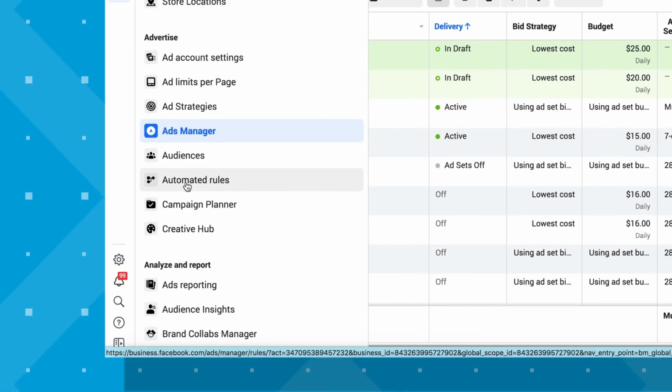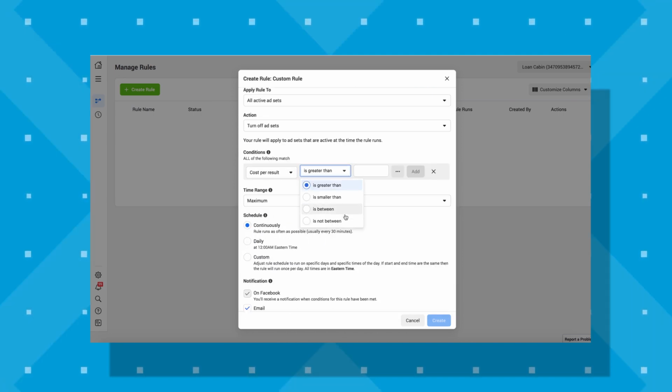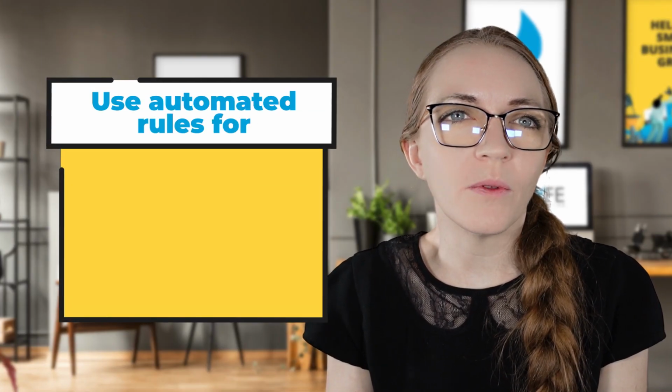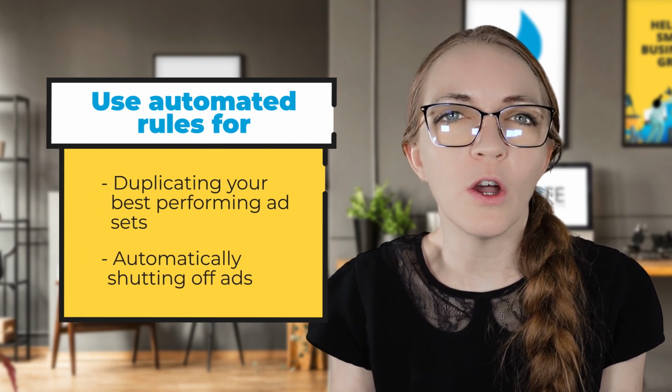You can get around this by setting automated rules to increase your budget at an incremental rate every few days. You can set a spend cap too so that your ad doesn't run away with your wallet. This can help you scale your ads without babysitting them. Try automated rules for other things too, like duplicating your best performing ad sets or automatically shutting off low performers.